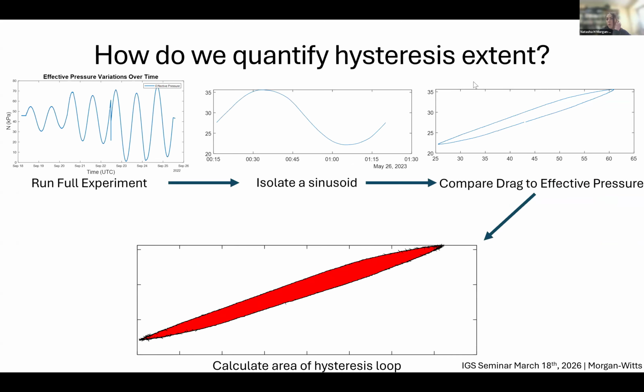So how are we going to quantify hysteresis extent? We'll do that by running the experiment, isolating each sinusoid, plotting the shear stress versus effective pressure diagram, and then just calculating the area.